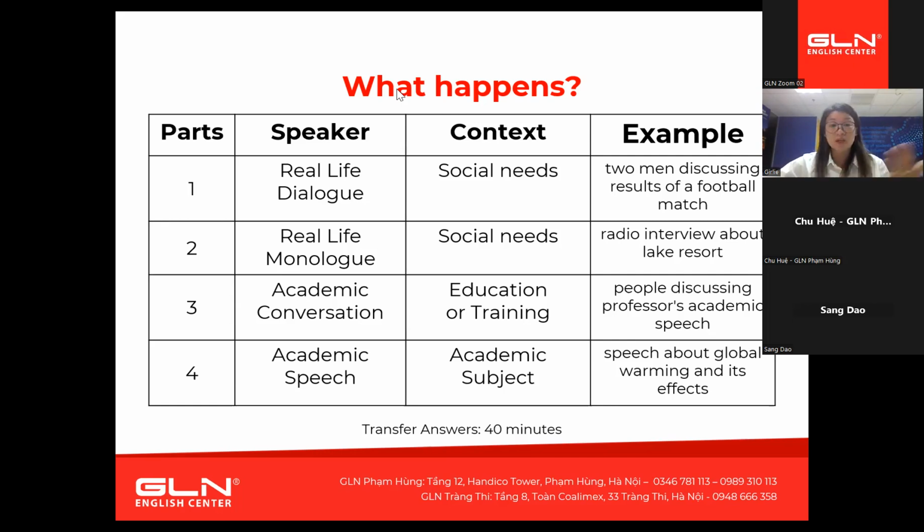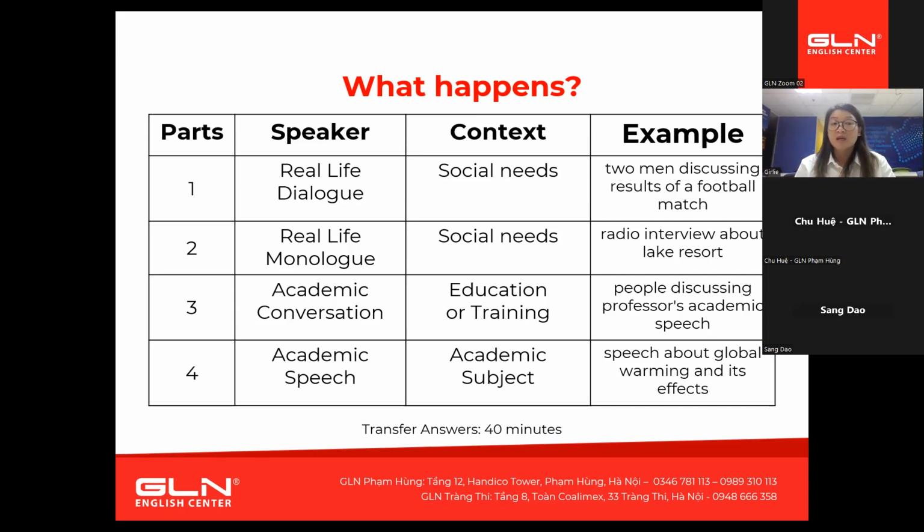So for example, the speaker will be talking about, so she will be or he will be an interviewee, and she will talk about a lake resort, how to go there, or what they offer, something like that, okay? So if you plan to visit a resort, maybe a lake resort, maybe you can listen to this person's information.